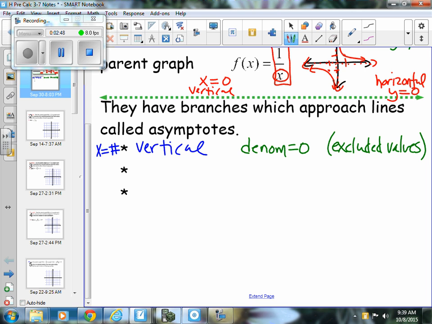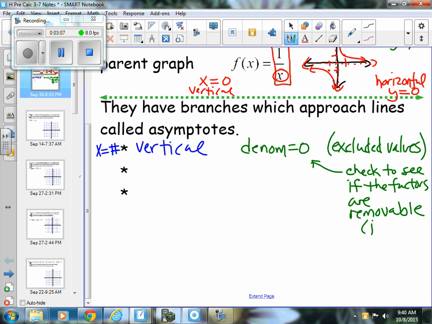Now you have to be careful though, because where the denominator is equal to 0, you need to check to see if the factors are removable. In other words, leaving a point discontinuity instead of a vertical asymptote. So we've got to double check those point discontinuities too. Just because it's excluded doesn't mean it's going to leave a vertical asymptote, only if it can't be removed.